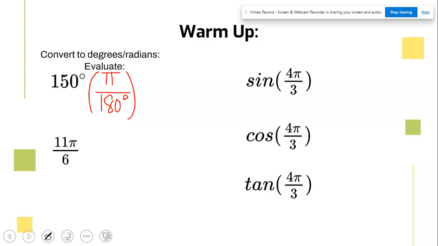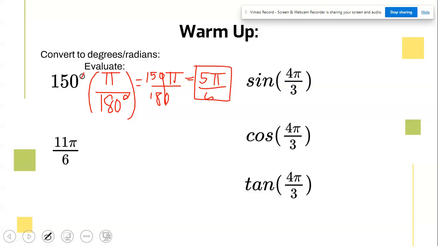Now, you might be a master and already know that 150 degrees, based on our memorization of the unit circle, is 5 pi over 6. But if you forget, you'll have 150 pi over 180. You can cancel that. 15 over 18 reduces to 5 over 6, so 5 pi on top, and then the bottom becomes 6. So voila, we've got that.